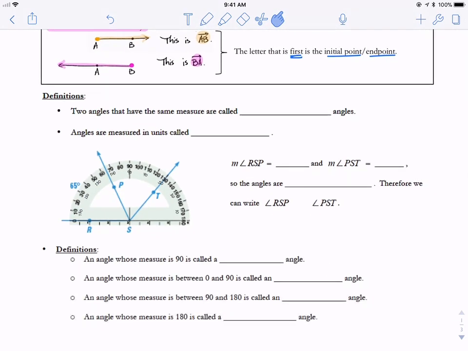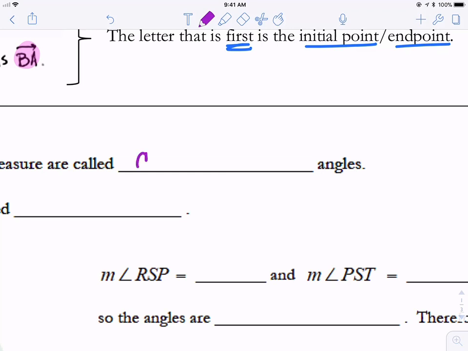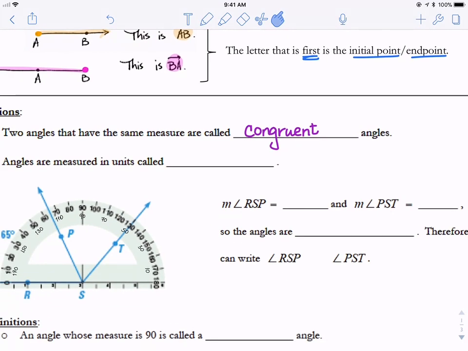All right, some more terms. Two angles that have the same measure. We talked about this with segments. Segments that have the same length are called congruent, and angles that have the same measure are called congruent. Congruent just basically means the same size and shape.